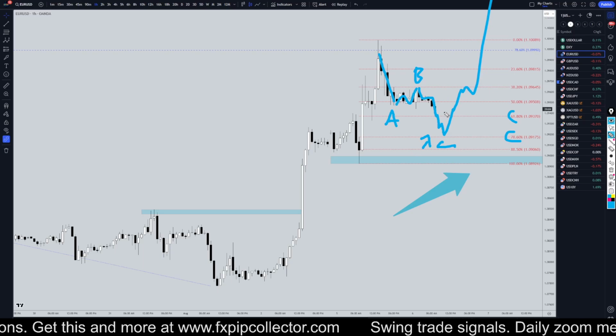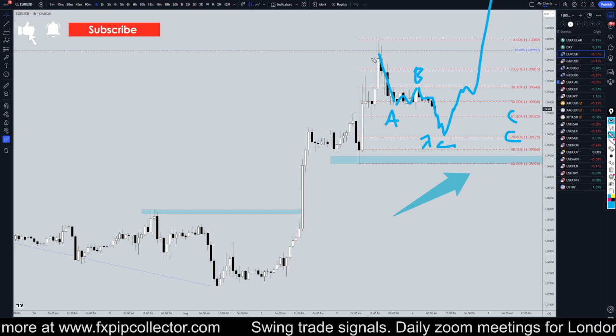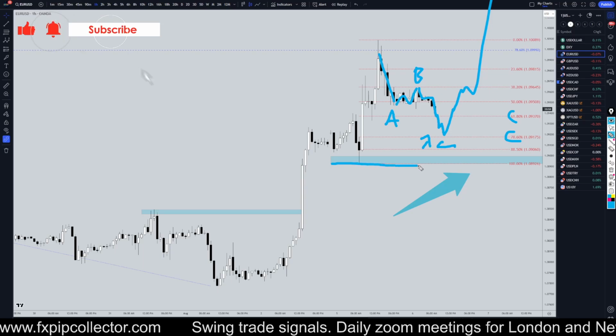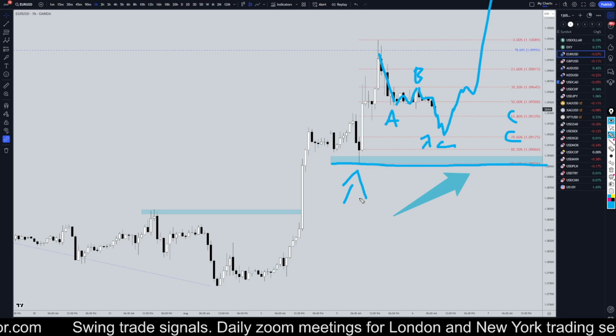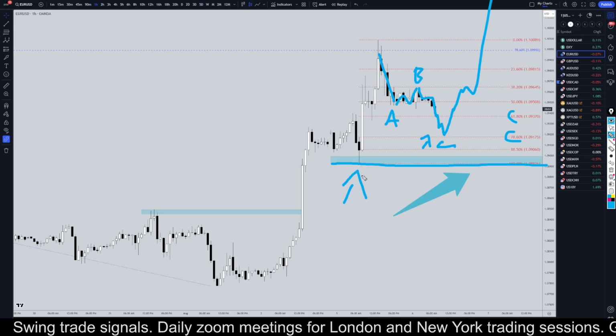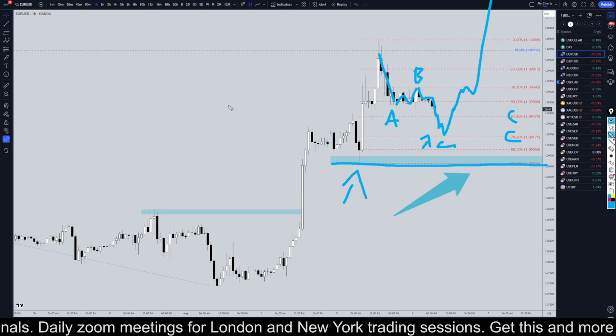I personally am waiting for a long. I'm not looking to go short at all, and I'm looking to go short only if it breaks this low right here. If it does break this low right here, then I will definitely go back to looking for shorts. Otherwise, I am definitely looking for longs at the end of every single pullback I see.